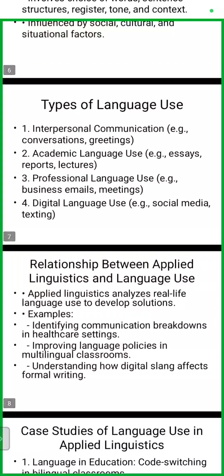Next, there are types of language use. Number one is interpersonal communication, for example, conversation and greetings. Number two, academic language use, for example, essays, reports, and lectures. Number three is professional language use, for example, business emails and meetings. And the last one is digital language use, for example, social media and texting.